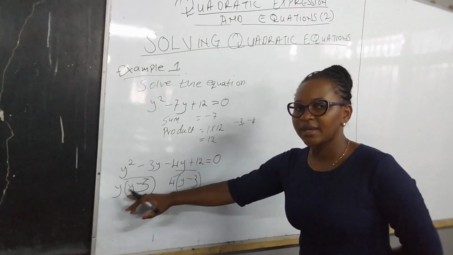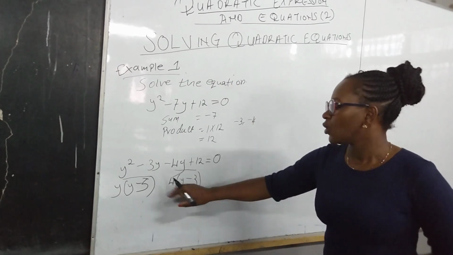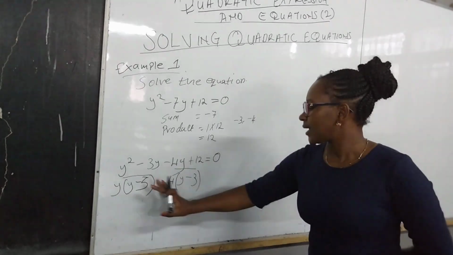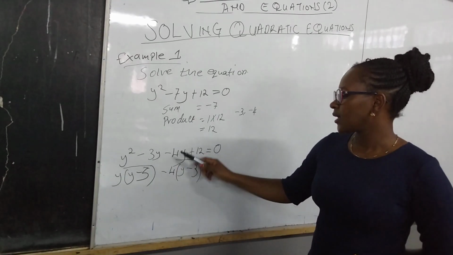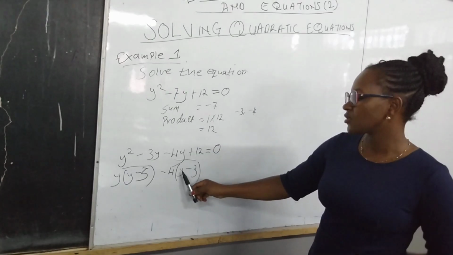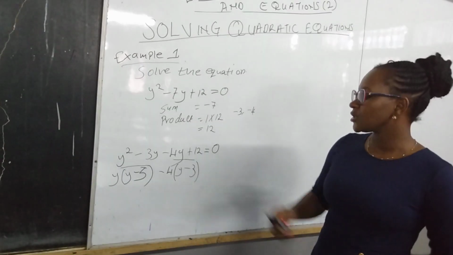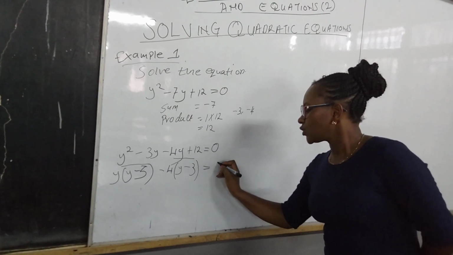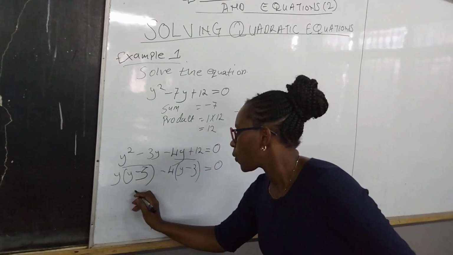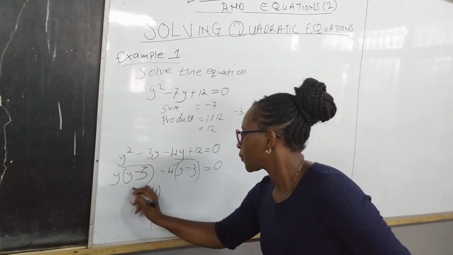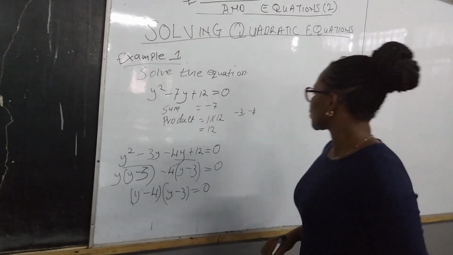Remember, what is in the first bracket must be the same as what is in the second bracket. But now, what sign do we put here? Do we put plus or minus? If you put minus, negative 4 times positive y gives negative 4y, and negative 4 times negative 3 gives positive 12. Then don't forget to put equals to 0. So here we have y minus 4 and y minus 3 is equal to 0.